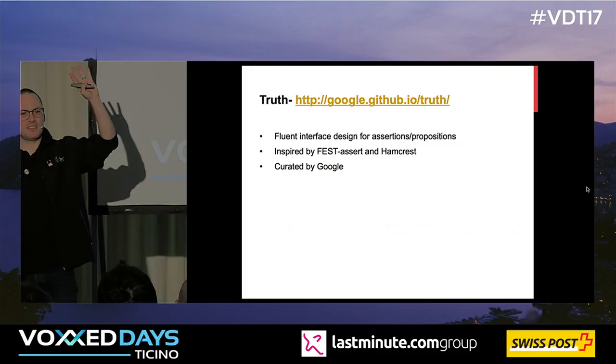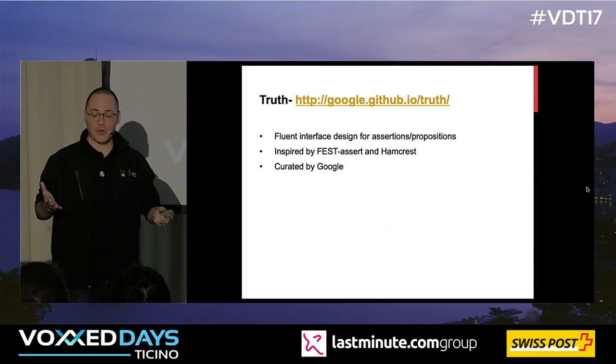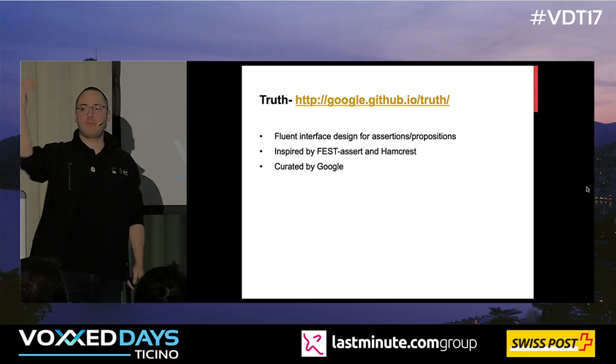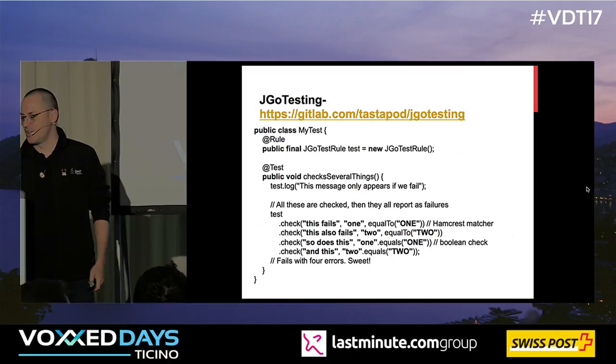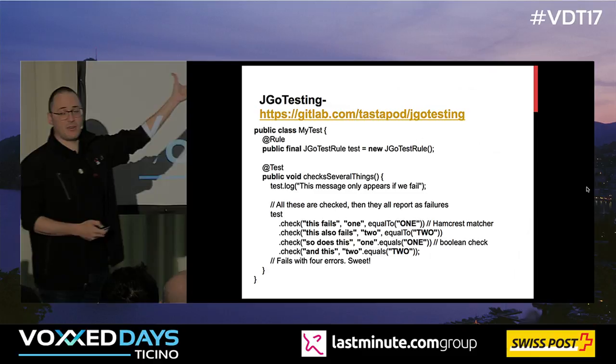Anybody here has used already the Go programming language? All right. So Go, of the many things that it has, it also has capabilities for writing test code. And one of the things that they do is it also gives you the ability to have multiple checks and do not fail on the first failure. So there is a project called JGoTesting, inspired by the testing features found in Go. And what you can do here, this is code that I copy and pasted directly from the documentation, is that first we make use of a rule.